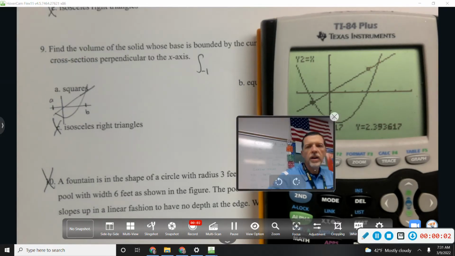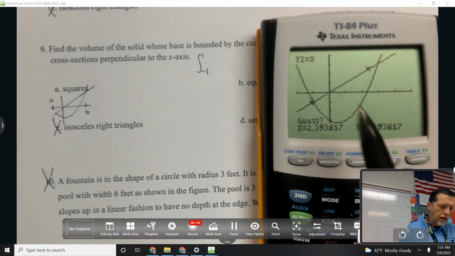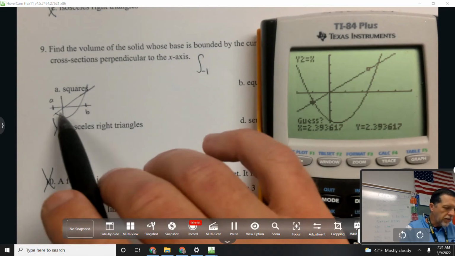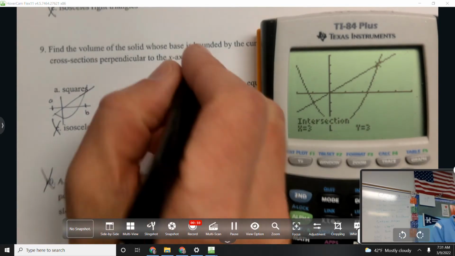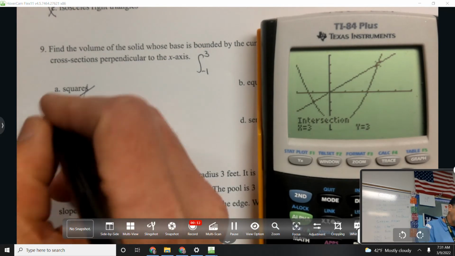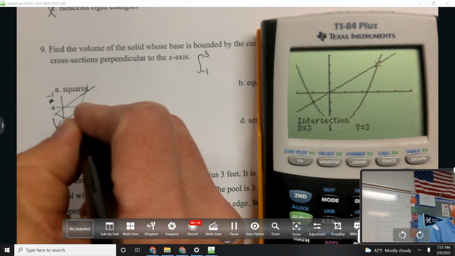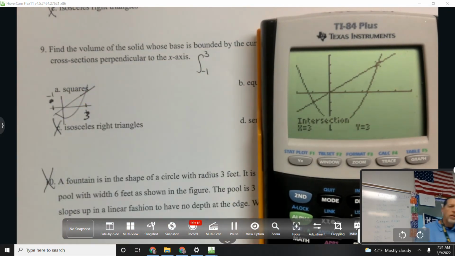So looking at number 9, we have the base area. Now we're finding those intersections so that we'll know that we're going to integrate all of them from -1 to 3. So all of those integrals will be from -1 to 3. Just the integrand will be different. But that makes sense because those are different shapes.